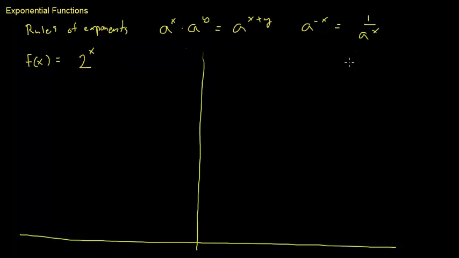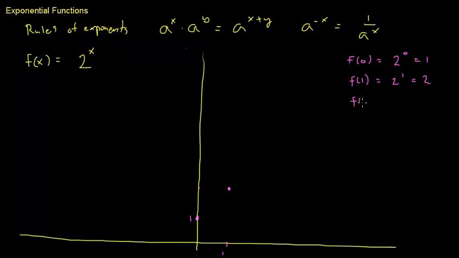So let's look at f of 0. Well, f of 0 is 2 to the 0. And as you know, any number raised to the 0 is just 1. So f of 0 will always have a height of 1. Now let's look at f of 1. Well, f of 1 is just 2 to the 1, which is 2. So if I have an input of 1 here, then my output should be 2 right there.